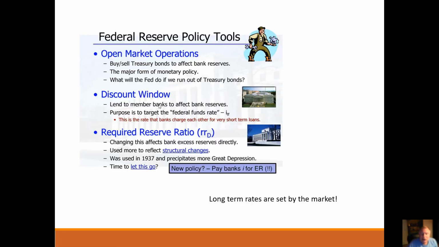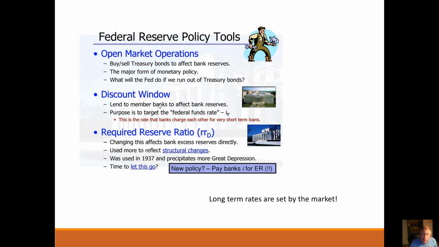The Fed has a couple of policy tools. One is that it runs open market operations, which essentially is just buying and selling treasury bonds. This is the major form of monetary policy, buying and or selling government securities. There's also the discount window, where they lend to member banks.